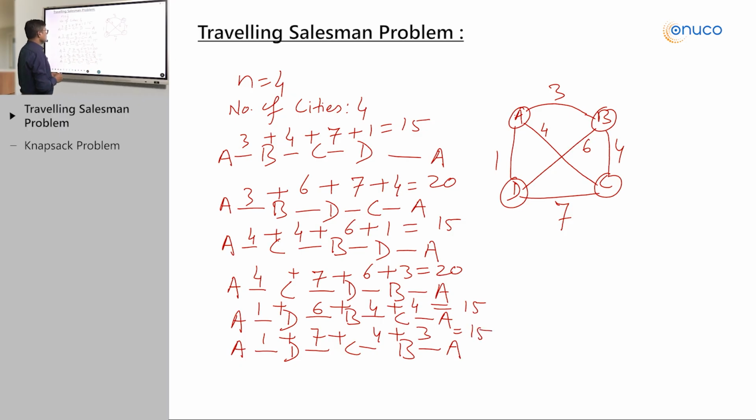15. So among these you can see that some paths give a total cost of 20, and some paths give a total cost of 15. So the total cost to travel from A to A via B, C, D is 15, 20, 15, 20. Generally these paths will come in pairs if it is an undirected graph.